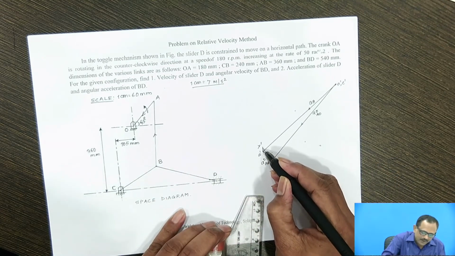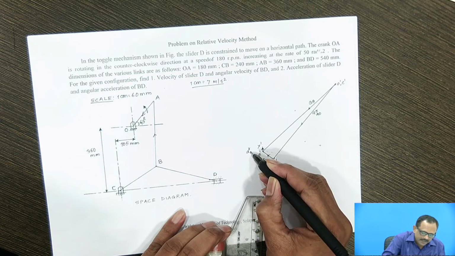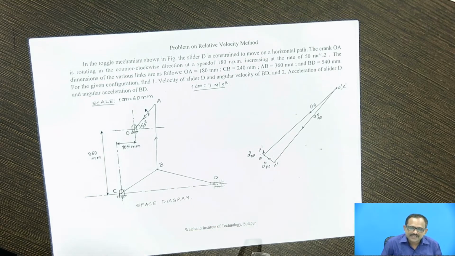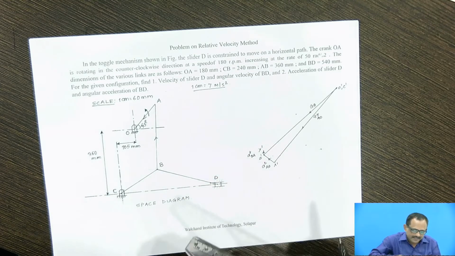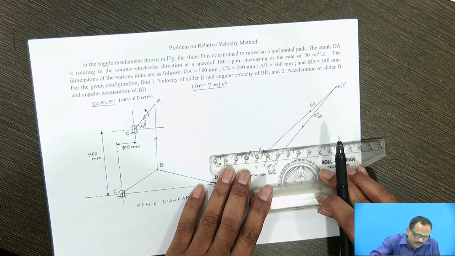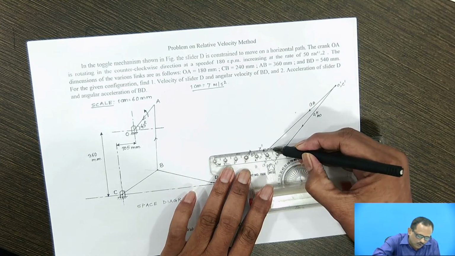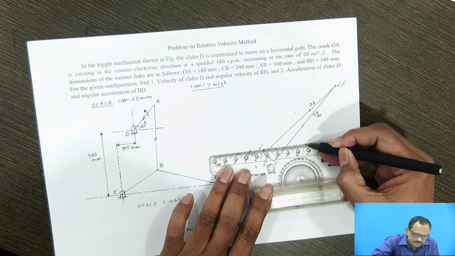This vector a'y' represents the radial acceleration of BA. Now, its tangential acceleration is unknown, but we can find the direction of tangential acceleration, which is perpendicular to link BA. Hence, from point y', draw a vector perpendicular to link AB. At this moment, we don't know the magnitude, hence we just draw the vector.